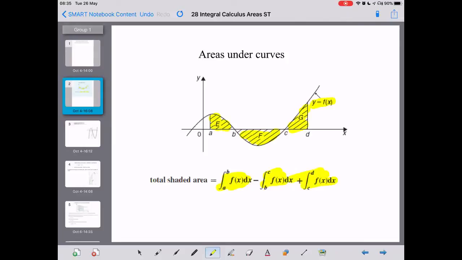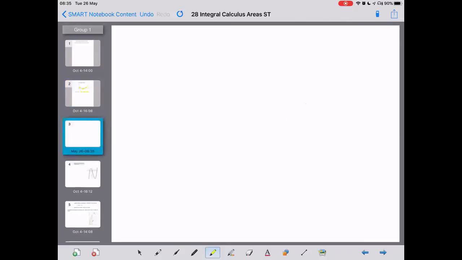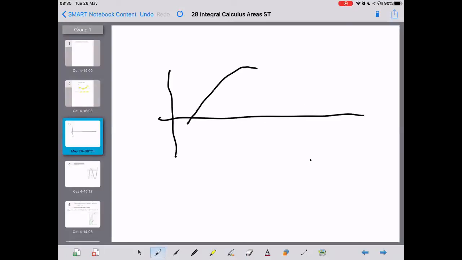Just going to add a page here. What we're actually doing. There's our axis. And if we've got a function here, like so, this is y equals some function of x.